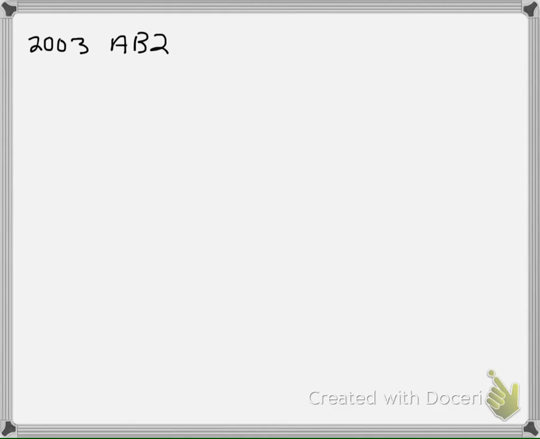In this video, I am going to do 2003 AB2. It talks about a particle moving along the x-axis, and it gives you the velocity function. It also gives you the initial position when time is 0. The particle is at x equals 1. Letter A wants to know what the acceleration of the particle is when time is 2.